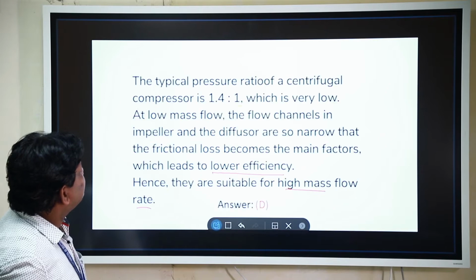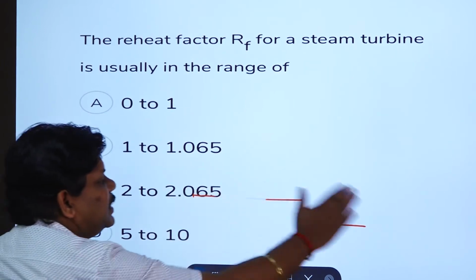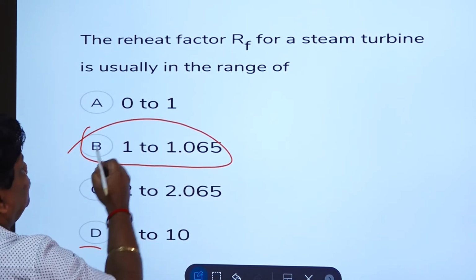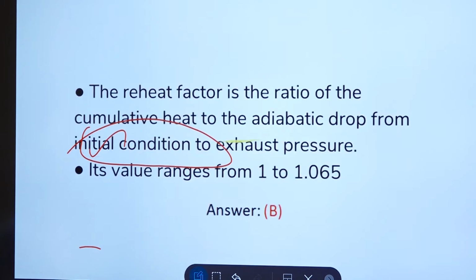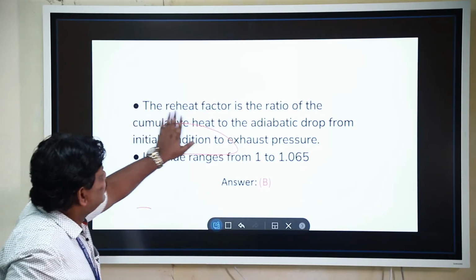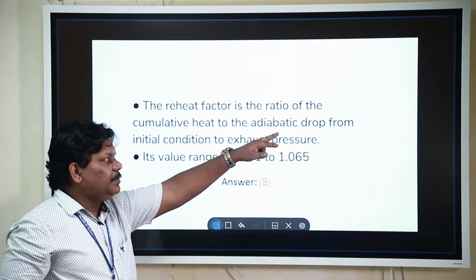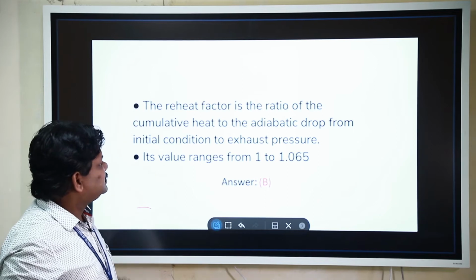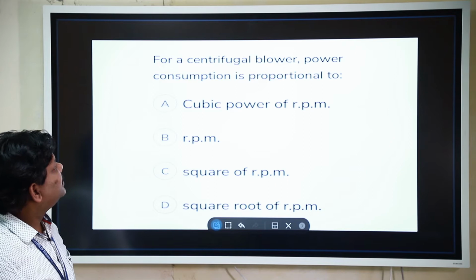Next one: the reheat factor for a steam turbine is usually in the range of what? These are all direct questions. The reheat factor is 1 to 1.065. You have to remember these reheat factor questions. It is the ratio of cumulative heat drop to the adiabatic drop from the initial condition to the exhaust pressure. So the value ranges from 1 to 1.065.